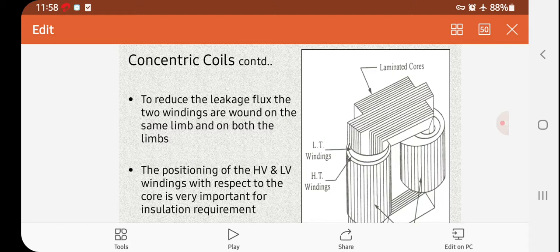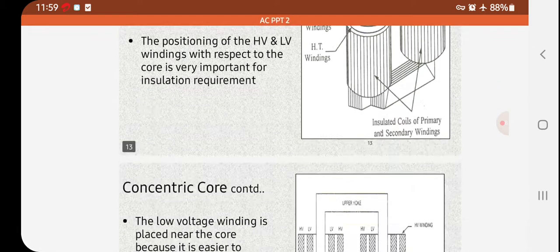Since the low voltage winding is easier to insulate, it is first wound near and over the core, and then high voltage winding is wound over the low voltage winding. For improving the cooling of the winding layers, cooling ducts are provided between the two windings. This type of winding is almost commonly used in core type transformers.